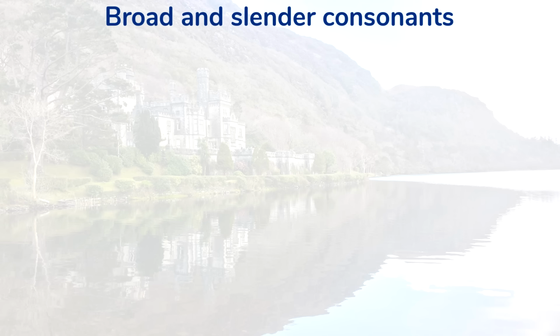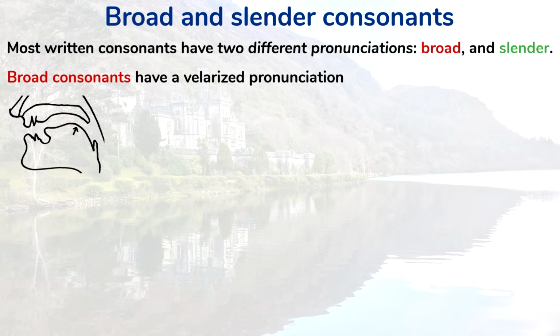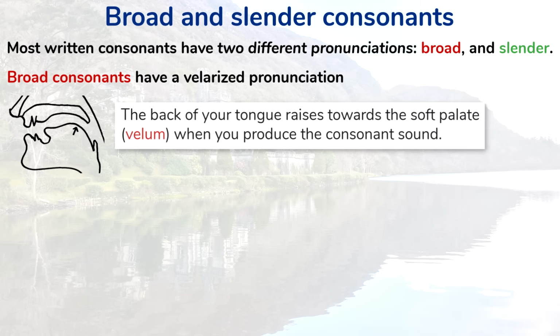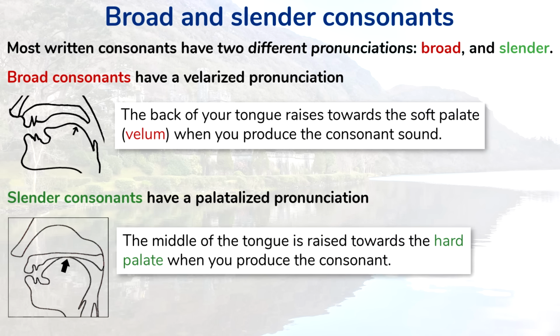One important feature of Irish is that most written consonants have two different pronunciations, broad and slender. Broad consonants have a velarized pronunciation, meaning that the back of your tongue raises towards the soft palate, or velum, when you produce the consonant sound. Slender consonants have a palatalized pronunciation, meaning that the middle of the tongue is raised towards the hard palate.